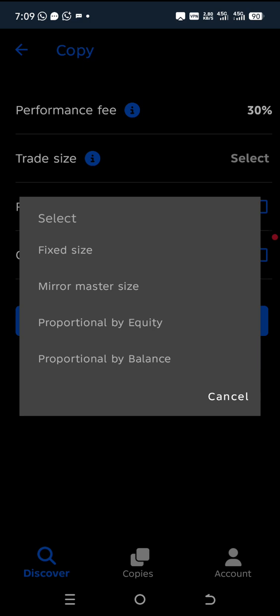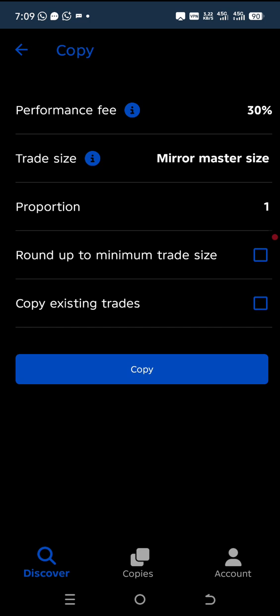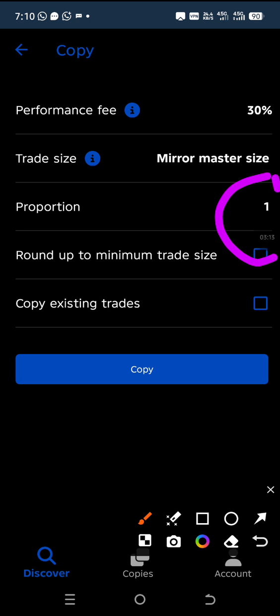But with this guy, we'll be trading mirror master size. That means the way that trader trades exactly, that's what you want to trade with. This is because I understand this trader and I understand his behavior. Now the next thing is the proportion at which you want to trade. We have one, so you can change it to two, three, four, five, six, depends on you.